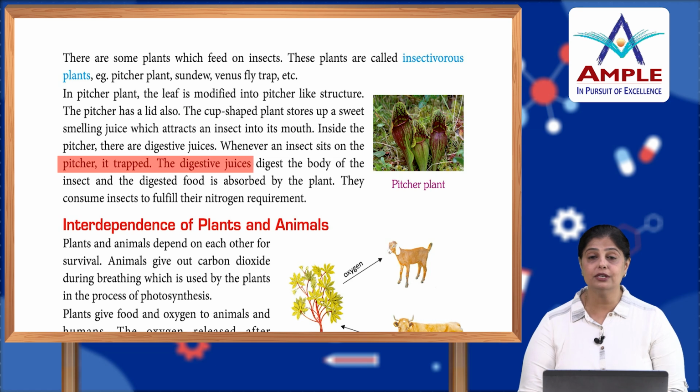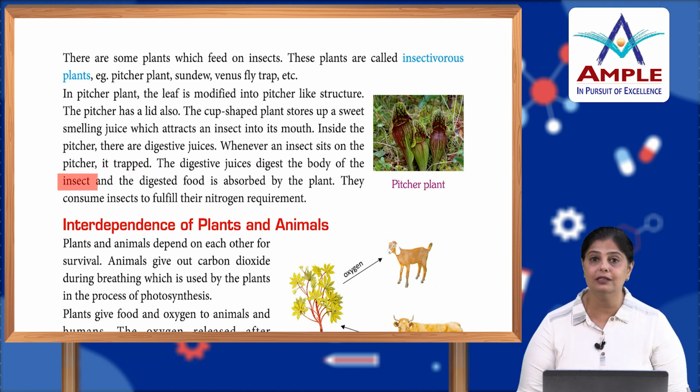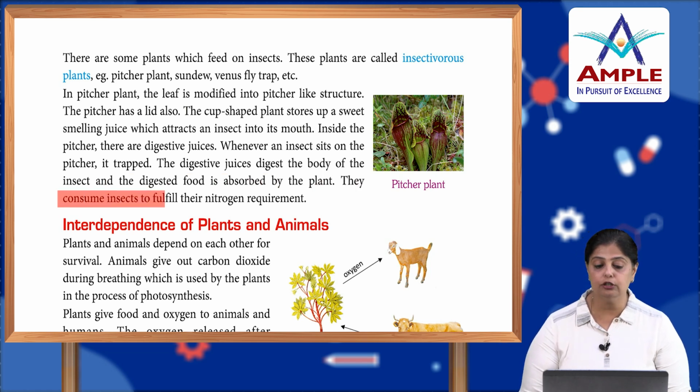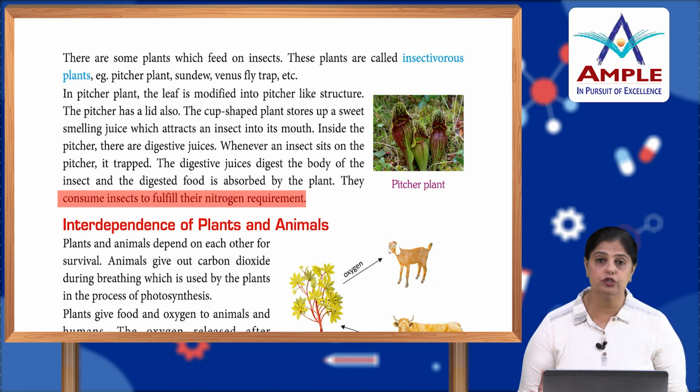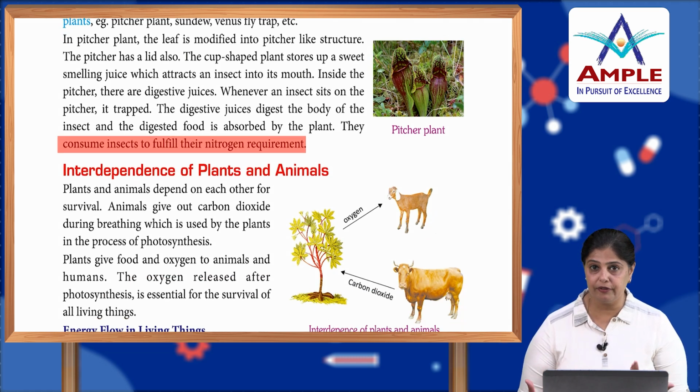The digestive juices digest the body of the insect and the digested food is absorbed by the plant. They consume insects to fulfill their nitrogen requirement. So this is how the plants use different modes of nutrition for their survival.